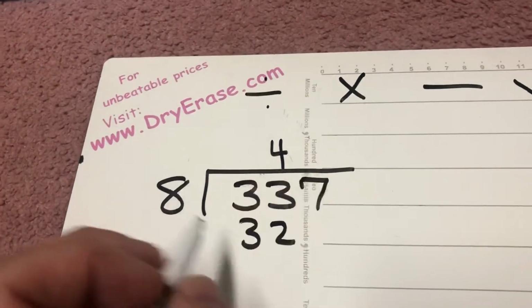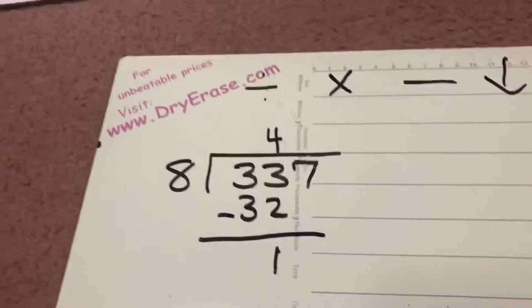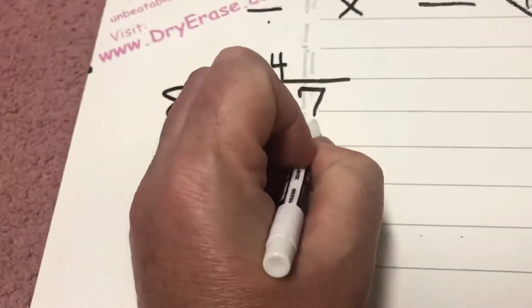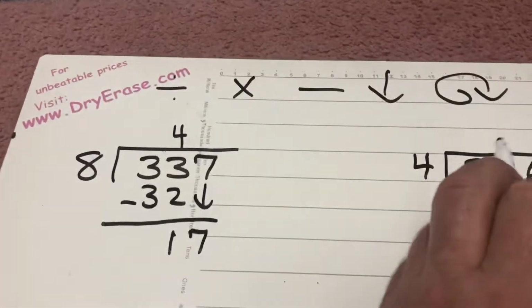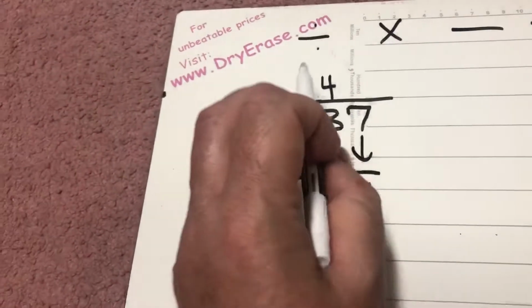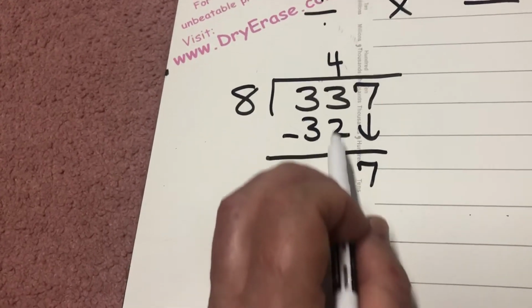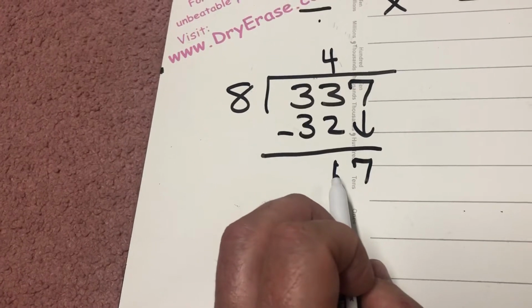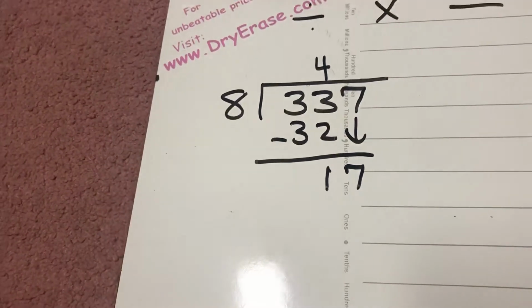After I multiply, I subtract. 33 minus 32 is 1. Bring down the 7. After I bring down, I start over again, which means I go back to division. I want to point out here again, when I subtracted, I ended up with 1. When I subtract, I need to end up with a number less than what I'm dividing by.